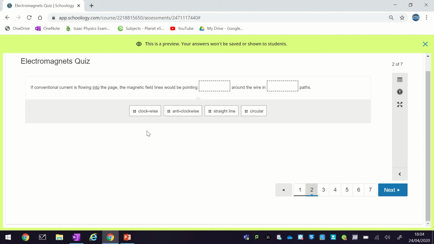So the next question caused quite a bit of bother. If conventional current is flowing into the page, we need to look at what the direction would be of the field lines and what shape they take. So let's actually take a look at some diagrams.